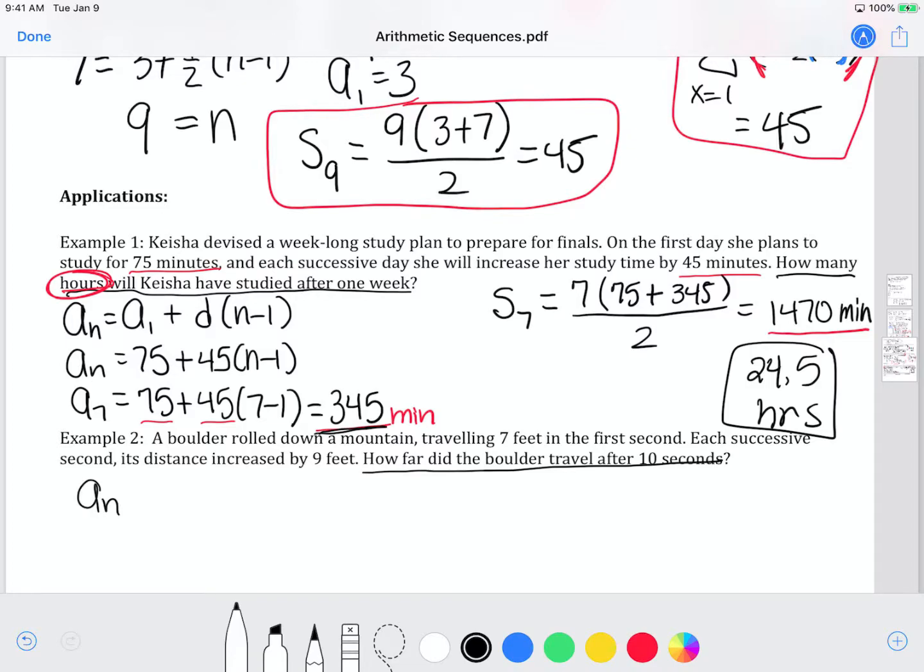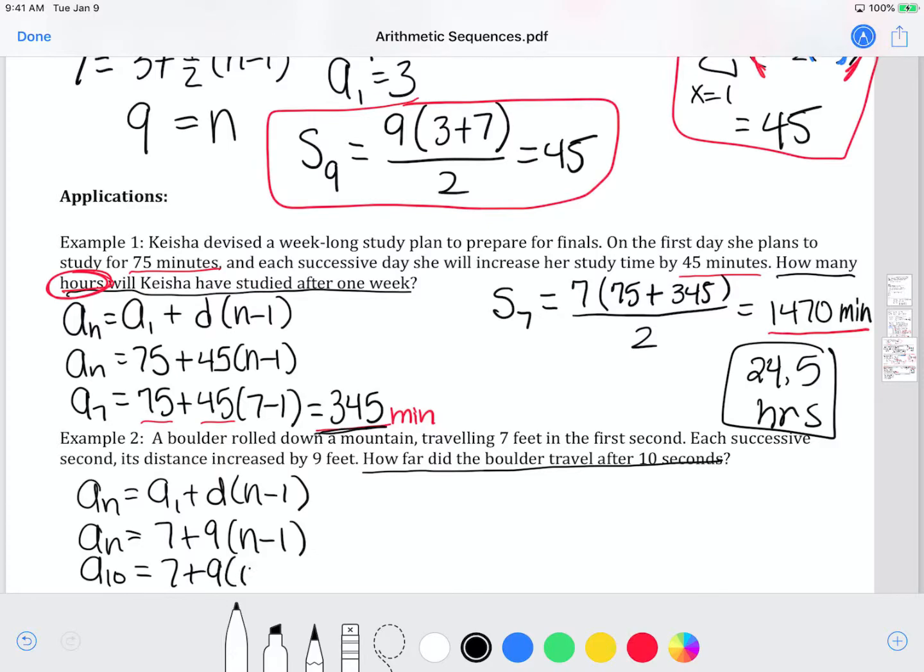So I have to set up my nth term. It says the first second was 7 feet. So that's going to be our A1. And then each successive second, it increased by 9 feet. So that's going to be your common difference because to get from 1 second to the next second, you have to keep adding 9 feet. So there's our nth term. We need to now find our 10th term so we can plug everything in the formula.